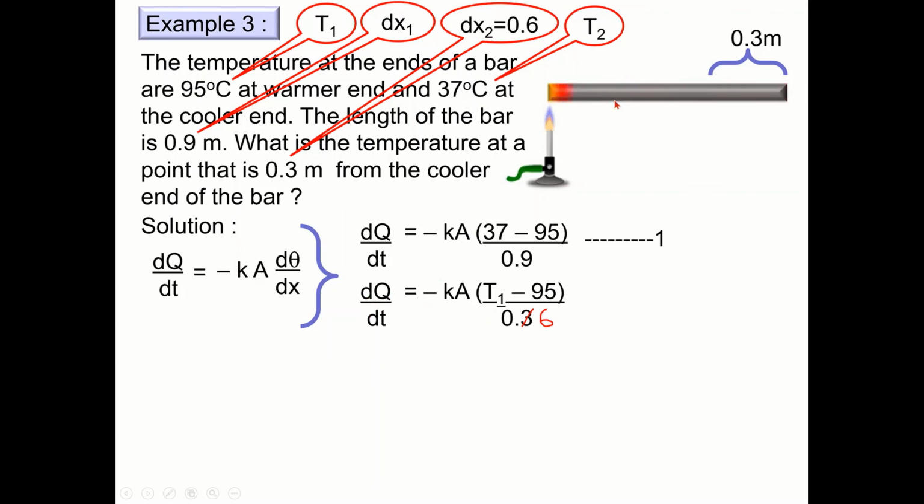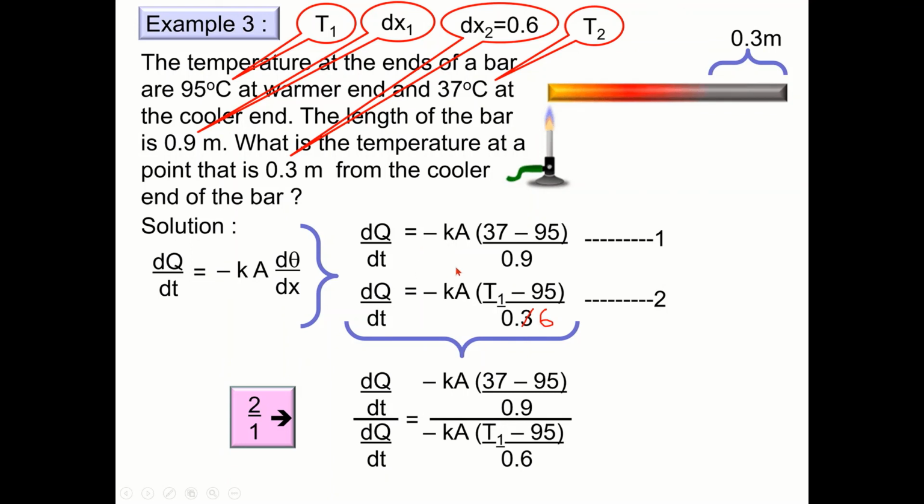And then at equilibrium state, dQ/dt is the same. So equals negative K, same rod or same bar. Then the cross-sectional area is also the same because it happens at the same bar. Okay, hot to cold. So the temperature here, T1, is what we are going to determine. Here is 95 degrees at initial, divided by 0.6. So this is equation 2.